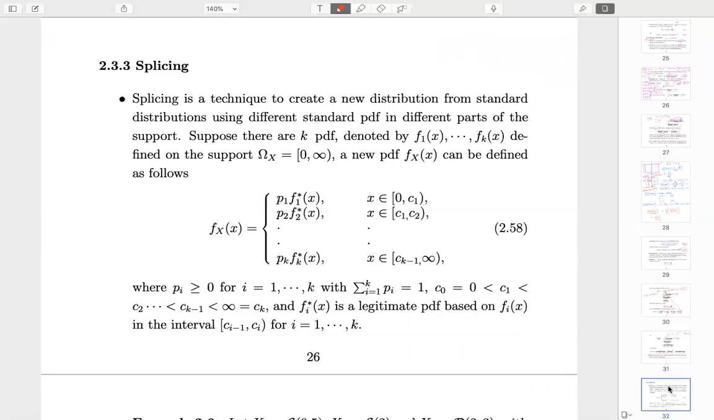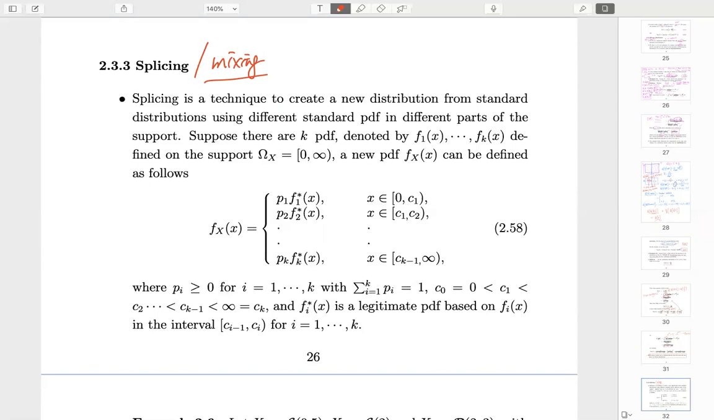The last part is splicing. Splicing is not that important for us, okay? And somehow it produces quite a lot of confusion with mixing. People often get confused between mixing and splicing. So first of all, let's take a look at splicing.